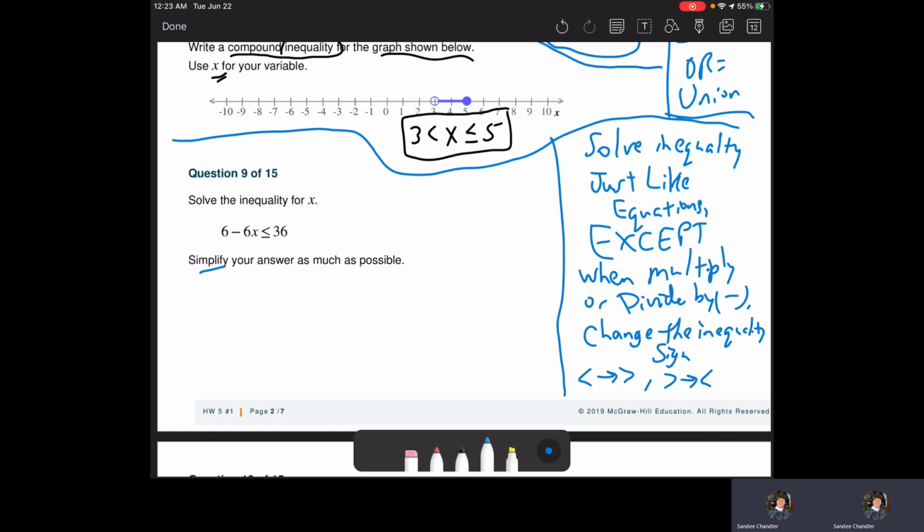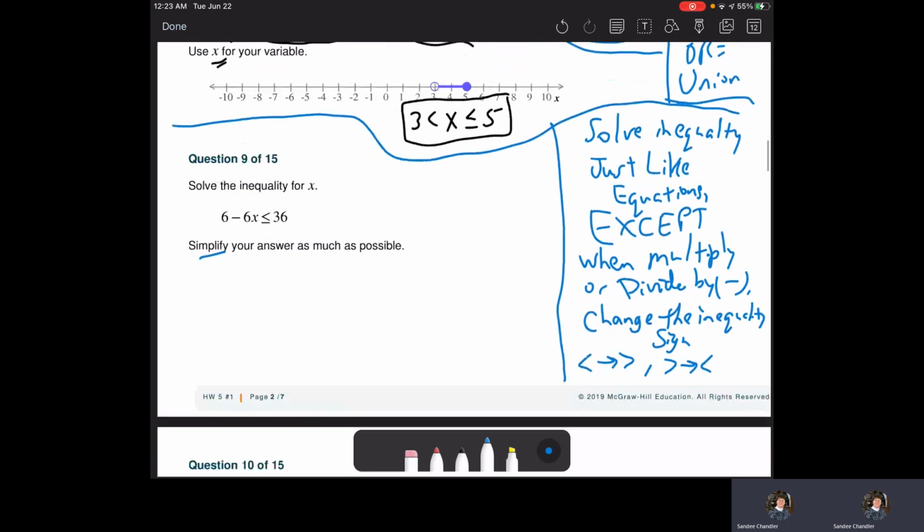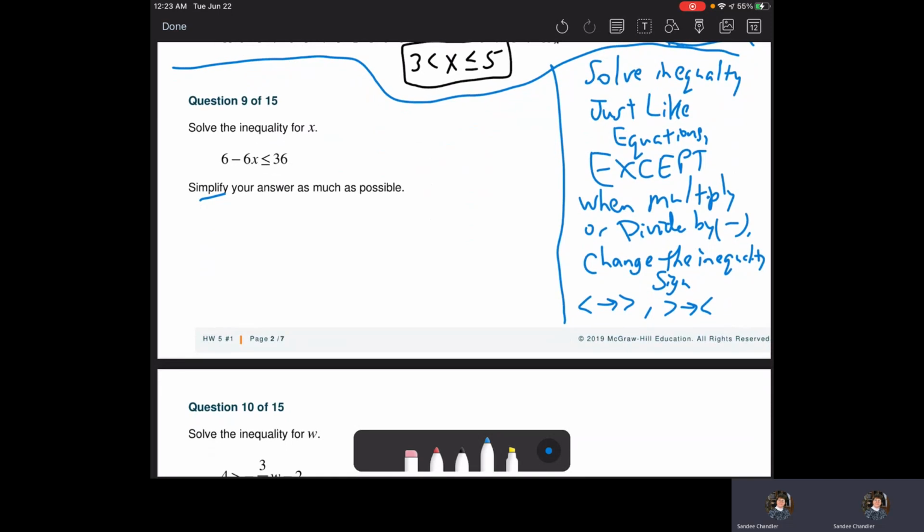When it comes to inequalities, I just like to leave my variable on the left. Even though it's going to be a negative, it's going to make life difficult. Turning them around like I had to do in question 7 here makes me think a little harder. I don't like to think hard, so here we go. We're going to subtract this particular 6 from both sides. That gives us a negative 6x less than or equal to 30. So we're going to divide by that negative 6.